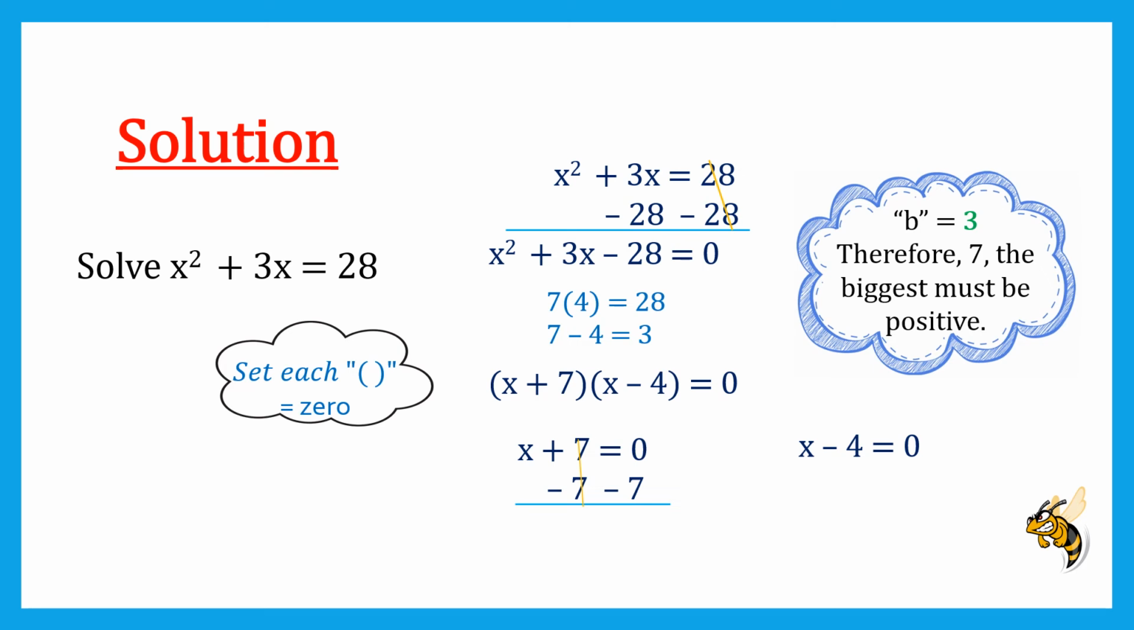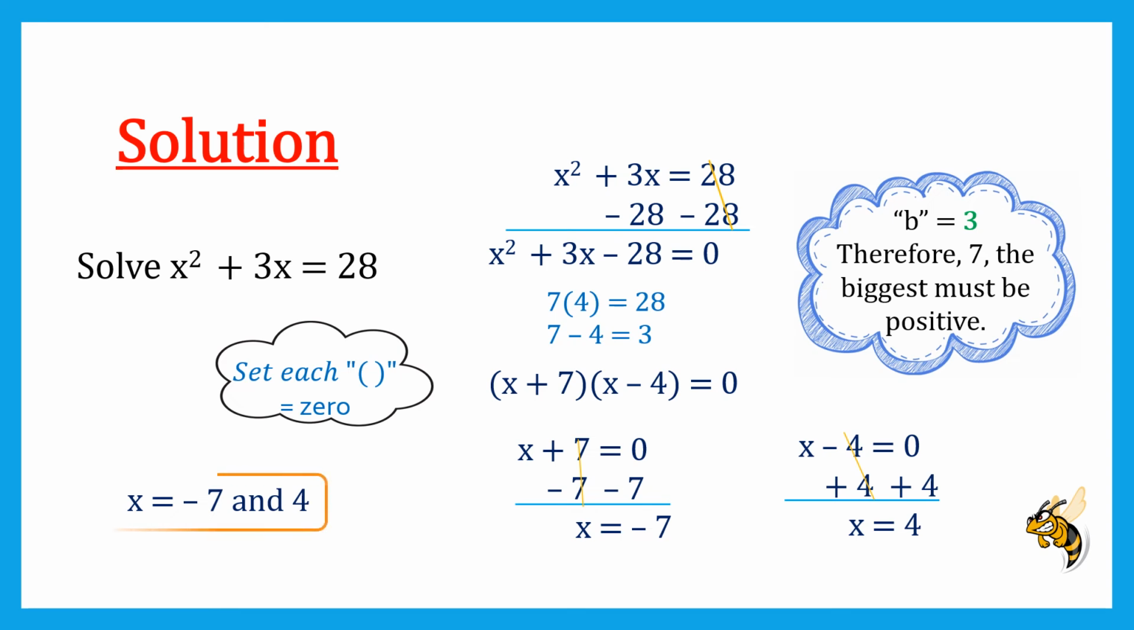Subtract 7 from both sides. x is equal to negative 7. Add 4 to both sides. Therefore, x is equal to 4. So my final answer: x is equal to negative 7 and 4.